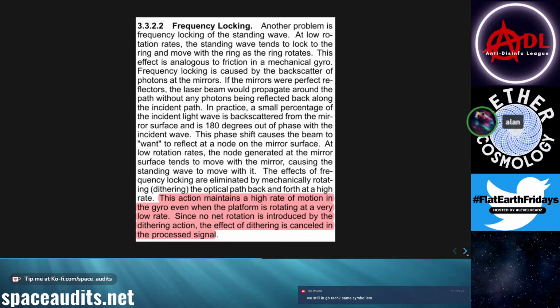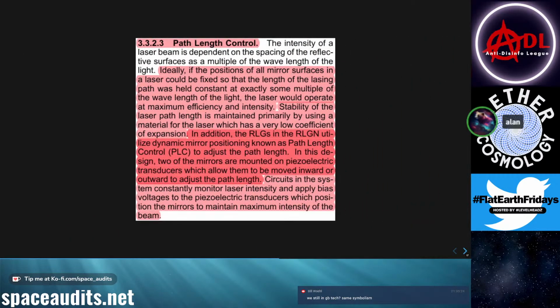So what they have to do to fix that and stop that from happening is they vibrate the device back and forth in a process called dithering. So they're just rapidly vibrating this thing to induce a phase shift in it, and then they cancel out that phase shift from the vibration with the signal processing from the Kalman filter. So they induce a phase shift so that they don't get the signal locking, which would interfere with the readings when it's not in motion.